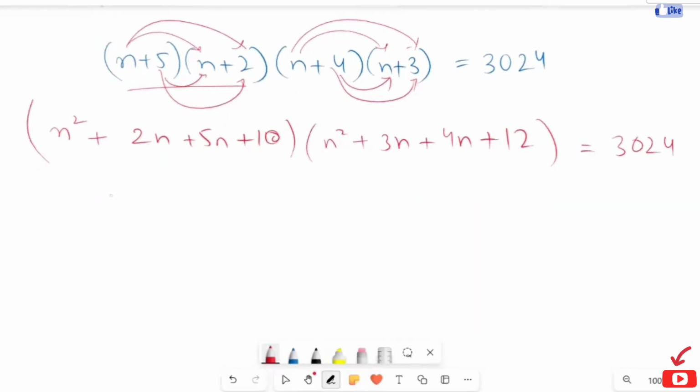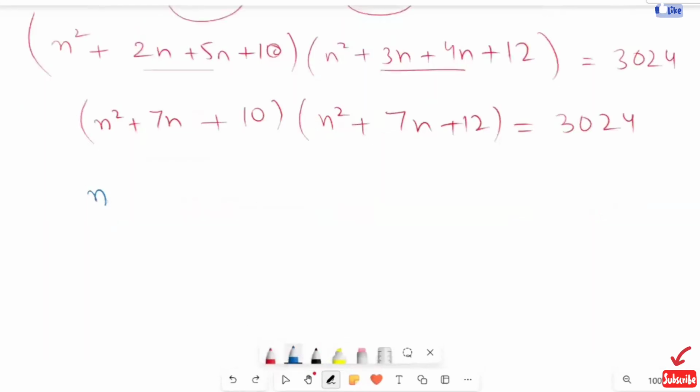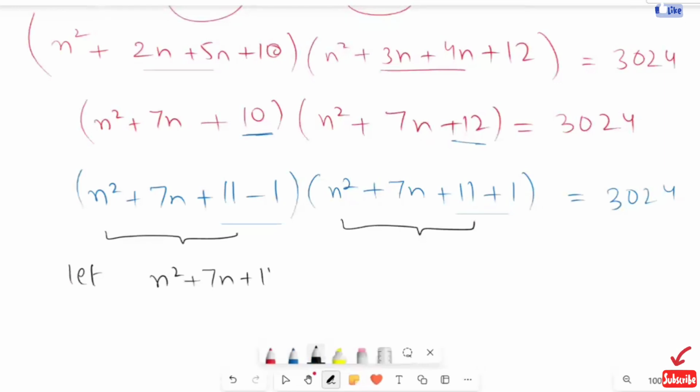Now the next expression we get is (n squared + 7n + 10)(n squared + 7n + 12) = 3024 after adding up the like terms. I will write this in the form (n squared + 7n + 11 - 1)(n squared + 7n + 11 + 1) = 3024. So in replacement of 10, I wrote 11 minus 1, and in replacement of 12, I wrote 11 plus 1. Now in replacement of the whole expression, I will let x equal n squared plus 7n plus 11.